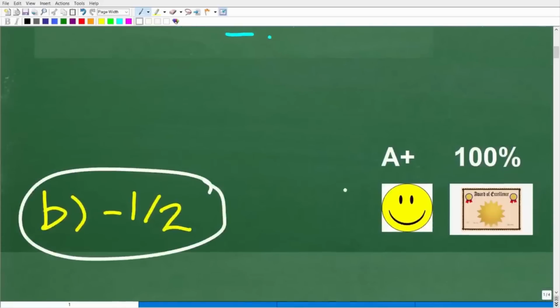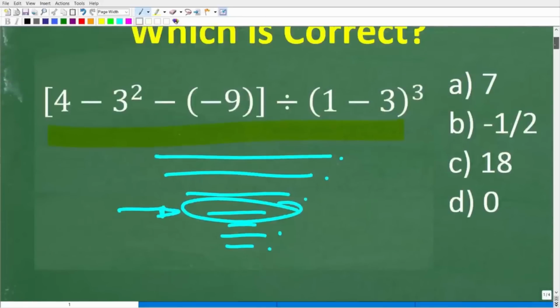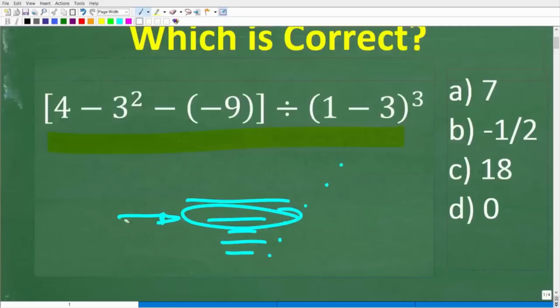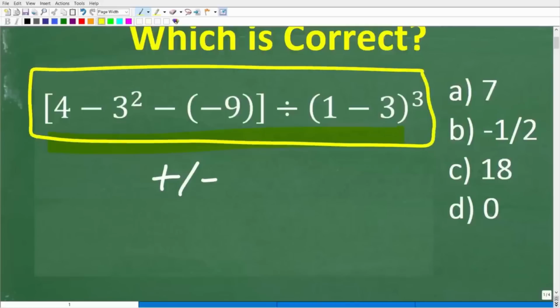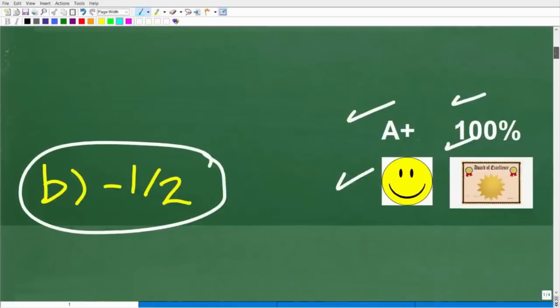All right, now if you got this right, you definitely get a happy face, an A plus, and 100%, and a certificate of excellence for being an overall math superstar in basic math. And that would include things like positive and negative numbers, but particularly you really need to know the order of operations to get this problem right. But there are some other areas in here that can confuse people, like this part of the problem. So if you didn't get this problem correct, no worries, we're going to get into it right now.